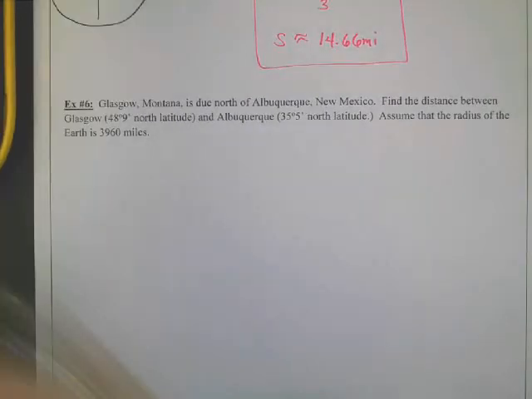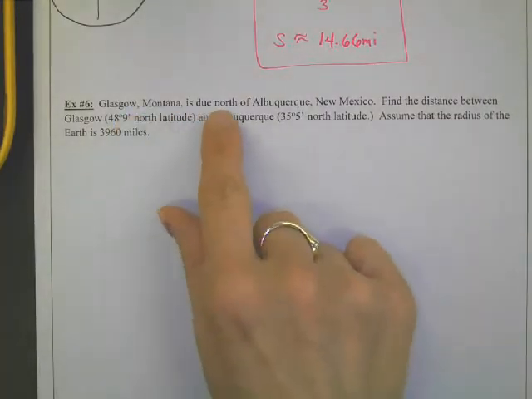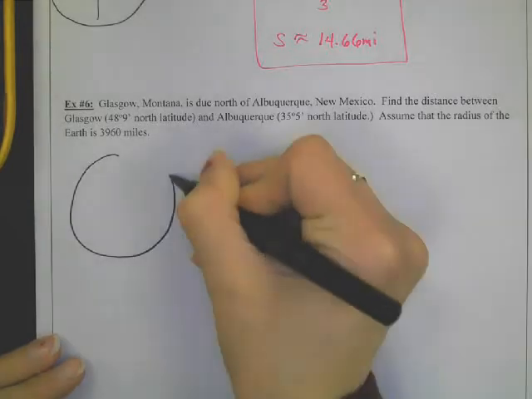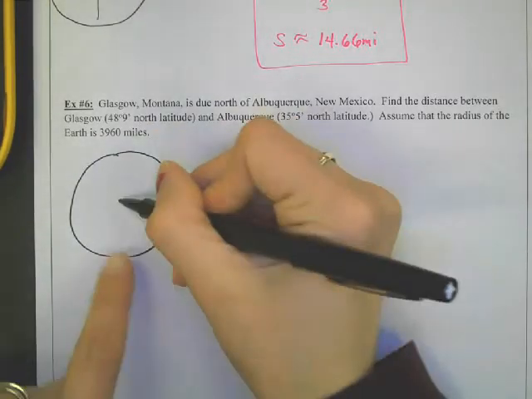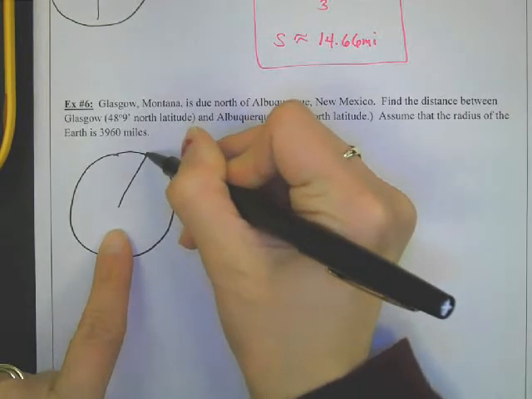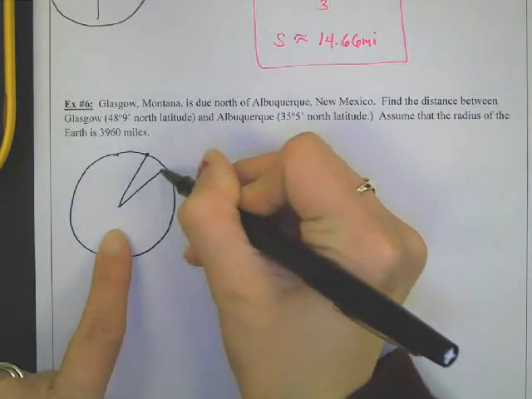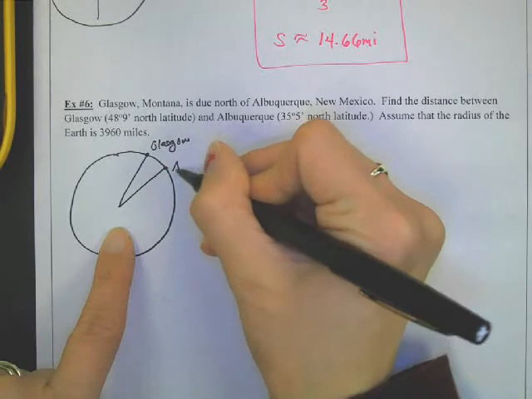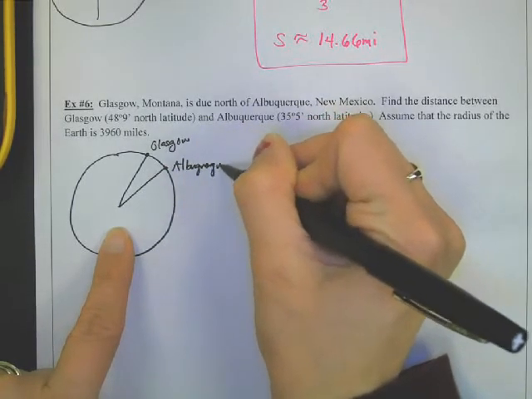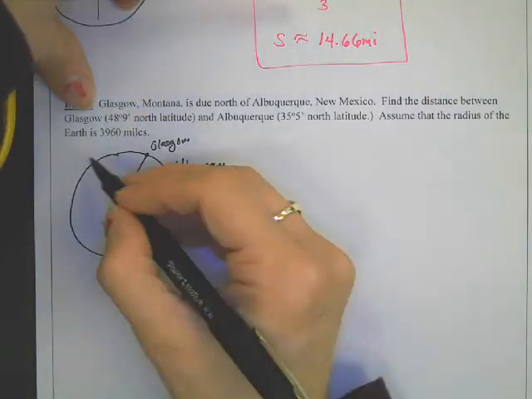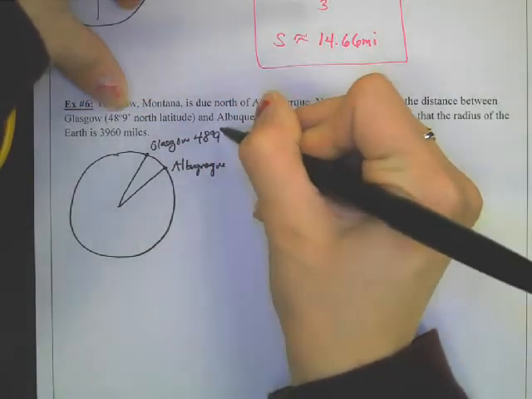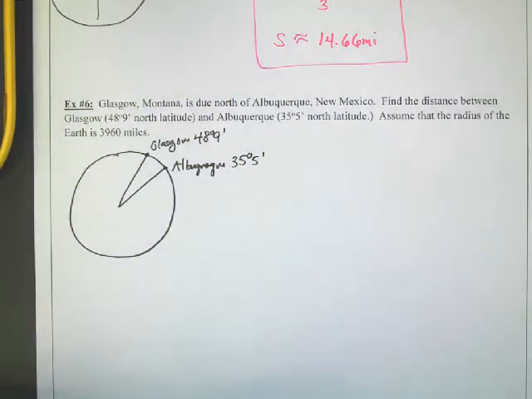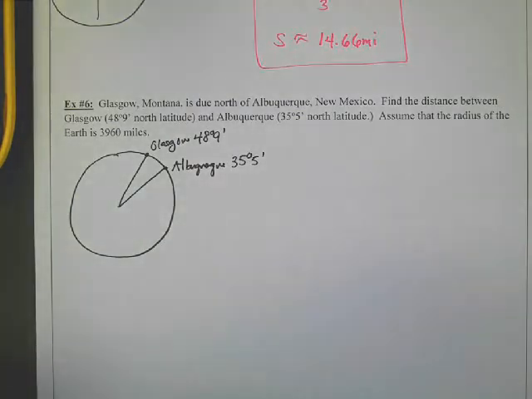Okay, last problem. We've got Glasgow, Montana, due north of Albuquerque, New Mexico. So once again, let's draw an Earth. And we've got one city here on the Earth, and it's due north of another city. Okay, so this is Glasgow, and this one is Albuquerque. Okay, Glasgow is located at 48 degrees 9 minutes north latitude. Albuquerque is 35 degrees 5 minutes north latitude. Okay, and we have to find the distance between them.